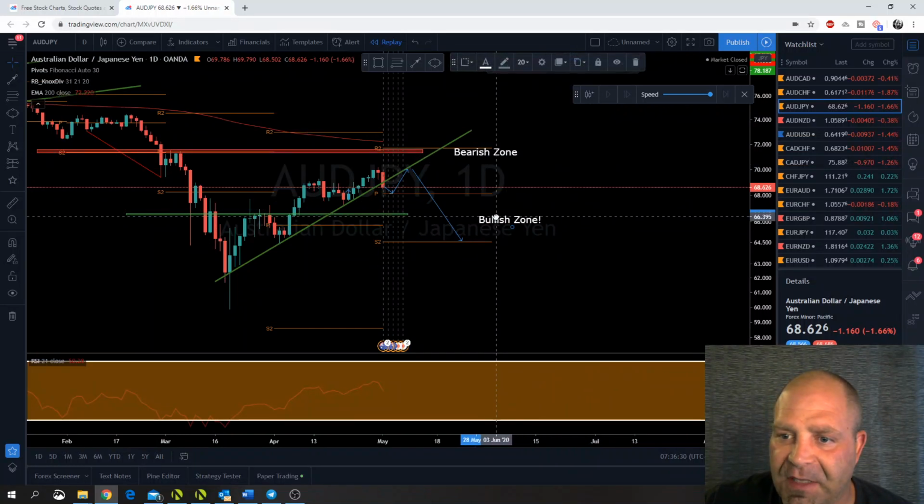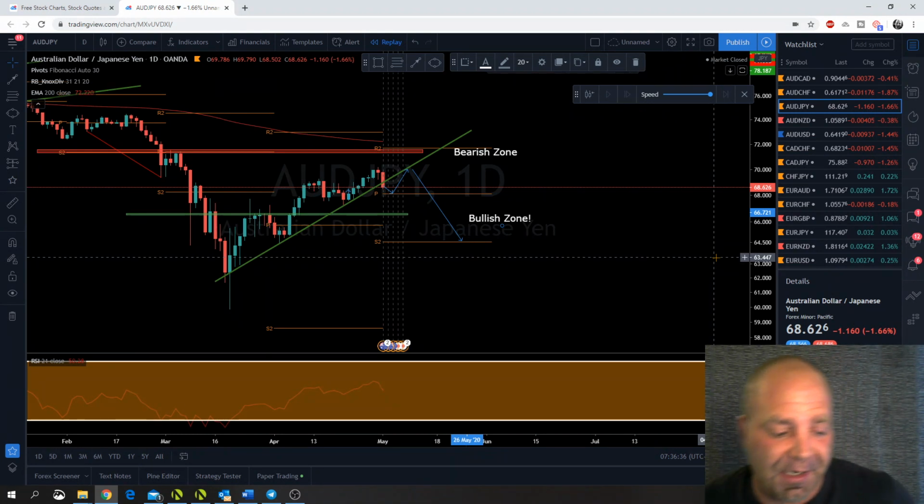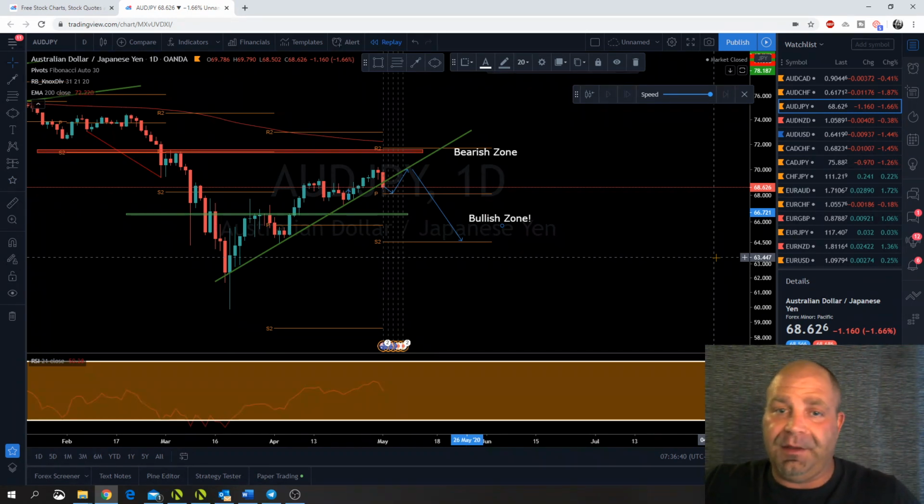And I know there's lots of you out there, because I get lots of comments when I suggest trading against the trend on these shorter time frames. And the trend witches come out of nowhere.